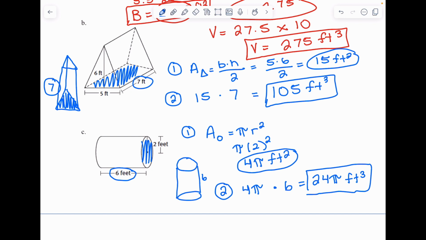So if you are able to find area, then you can find volume. Volume of a prism or a cylinder is the area of the base times the height of the prism or cylinder. And make sure that your units are cubed for volume.